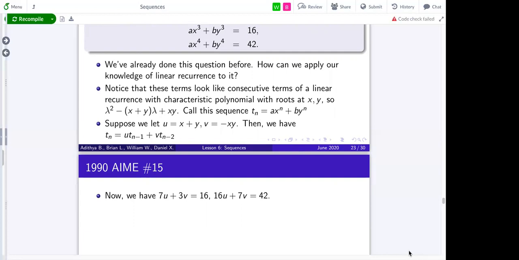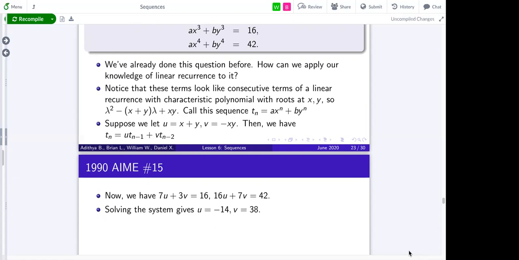You could calculate it, but I have it right here. The u and v that you end up getting should be negative 14 and 38. You can check that it works if you want. But now what does this tell us? This basically uniquely determines the recurrence for t sub n, now that you know u and v. So all that remains is to calculate t sub 5, because that's what the question was asking for.